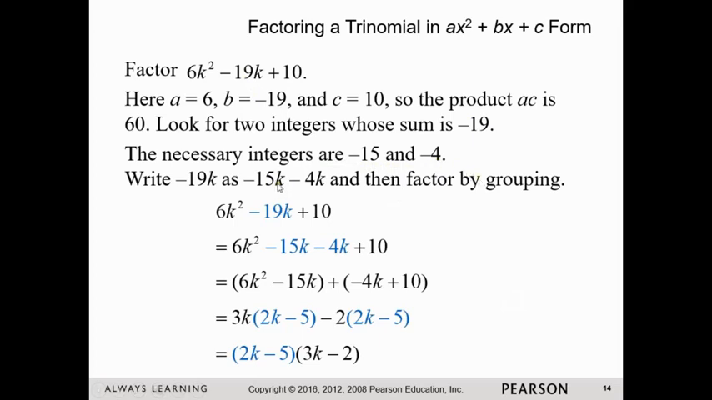We rewrite the middle term, negative 19k, as negative 15k minus 4k, which is what we've done here. Then we factor by grouping. And remember how to factor by grouping. We create two groups, take out the greatest common factor out of each group. Then we take out the common factor, which in this case was 2k minus 5, and we're finished.